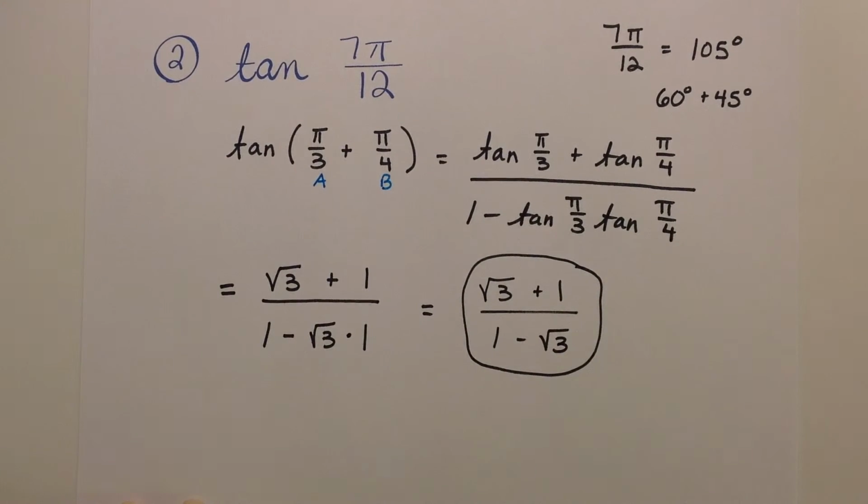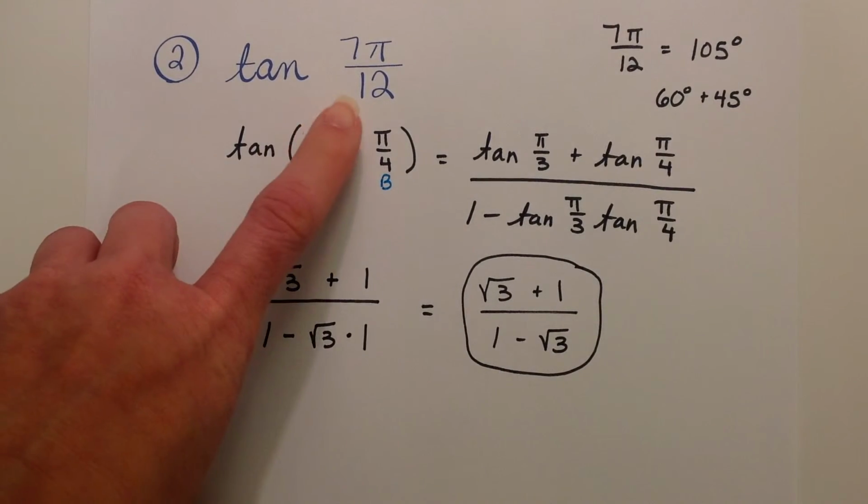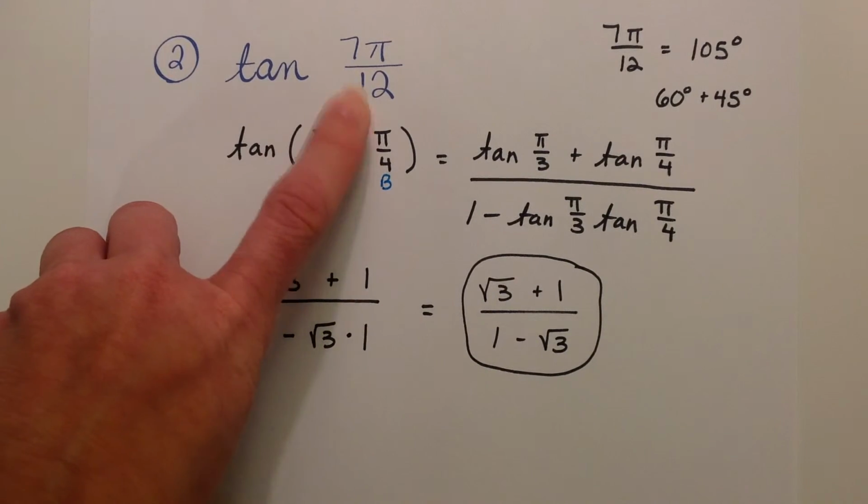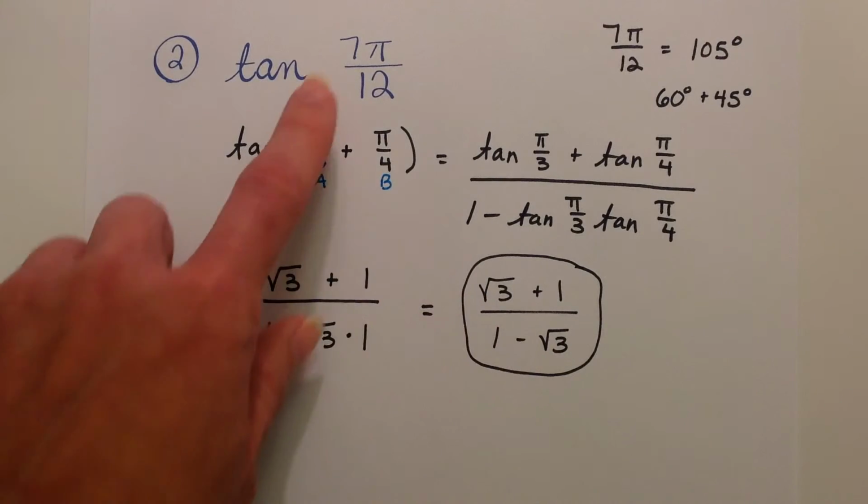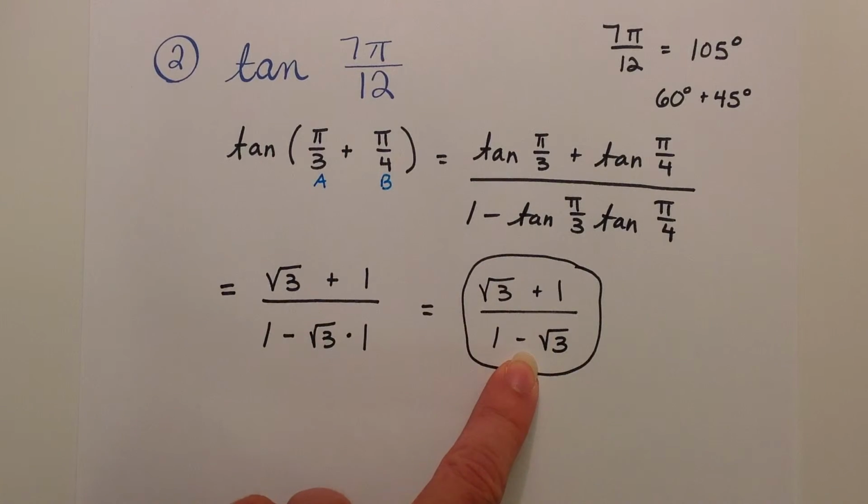So again, you could check this one the same way. If you're going to check this one, though, you would need to have your calculator in radian mode because of the 7 pi over 12. And then, of course, the decimal approximation here should be the same as what you have here.